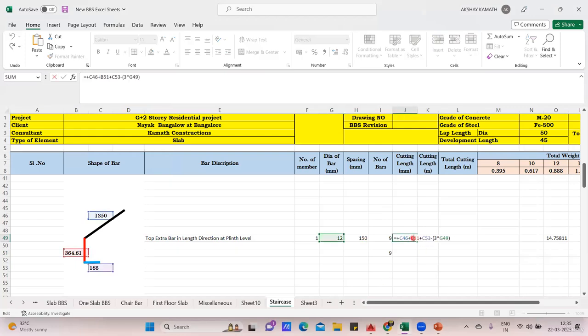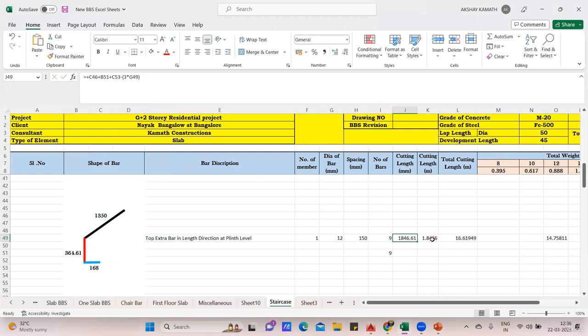Now come to the cutting length. Cutting length will be 1350 plus 364 plus 168 minus bend deduction. You have a 90-degree bend here and a 45-degree bend here. So 90 degrees is 2D, 45 degrees is 1D. So 2D plus 1D is 3D. So minus 3 into D, I have done 3 into 12. It comes out to be 1846.61 mm.